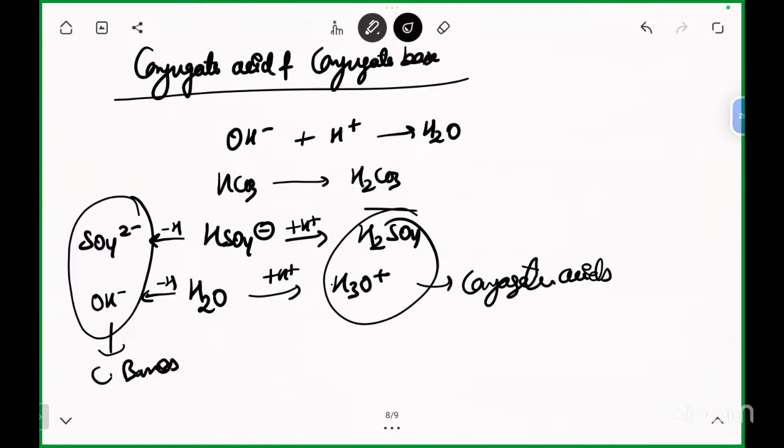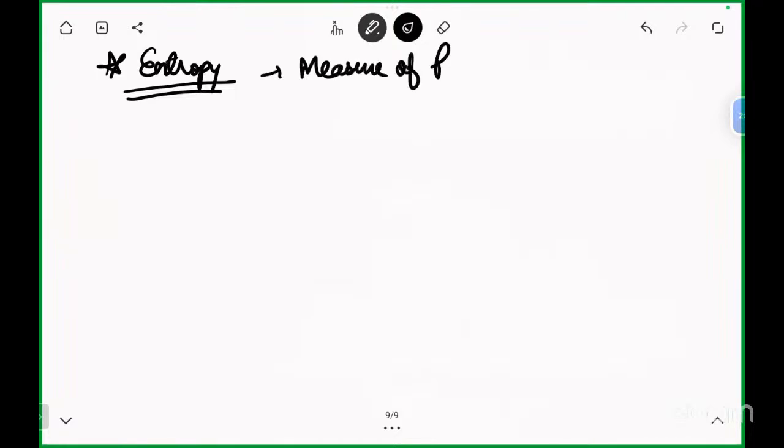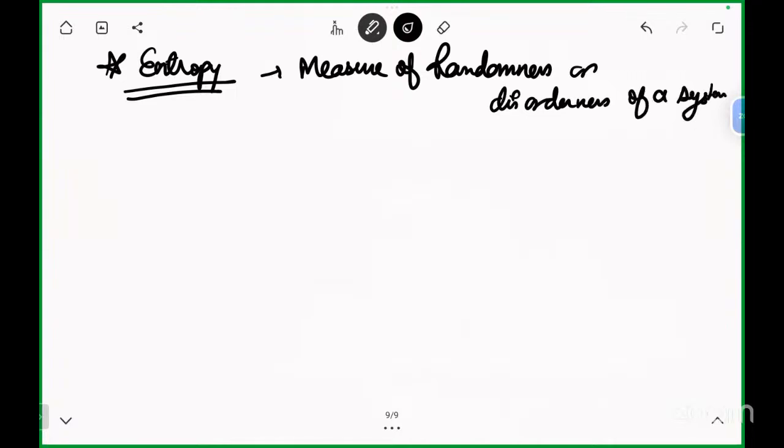Third law we have discussed. Sometimes one more definition is also important, that is entropy. What is entropy? Entropy is the measure of randomness, or you can say disorderedness of a system. For example, gas. If I talk about the gas, the particles of the gases are quite random, so they have maximum entropy.